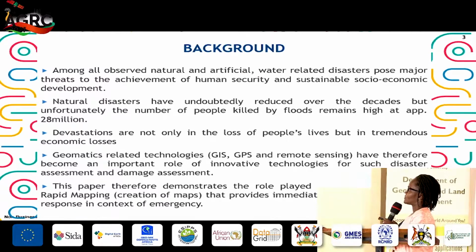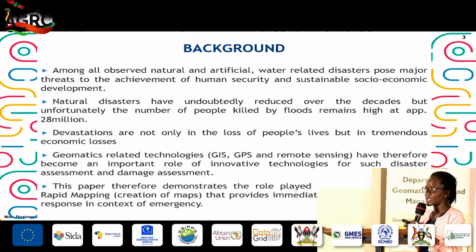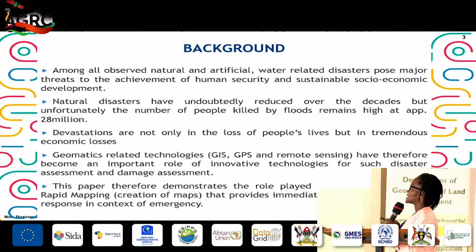In such a way that the geomatics related technologies, for example, GIS, GPS, have come in to play an important role of getting innovations to such disasters and helping us in disaster assessment and damage assessment. Therefore, this paper is basically there to help us understand how to apply geomatics through rapid mapping to provide immediate crisis information that can be used to respond to contexts of emergencies.